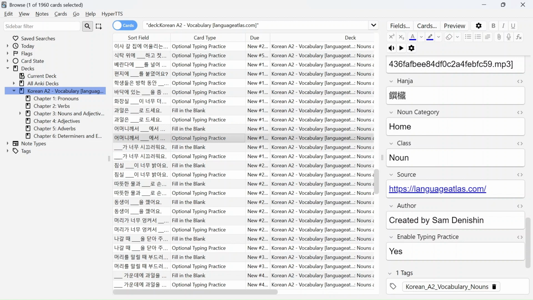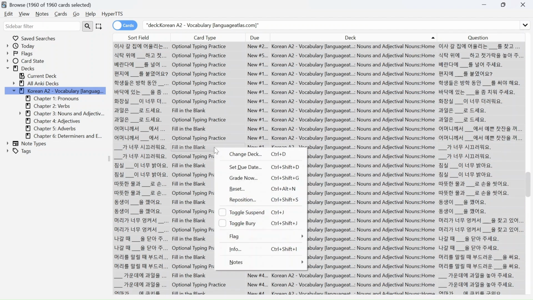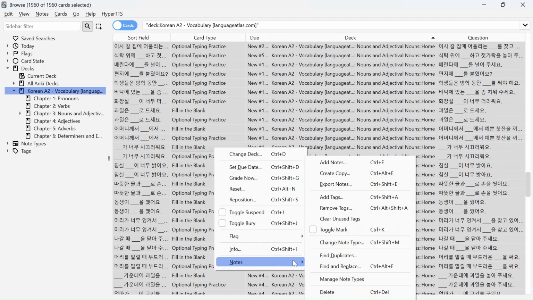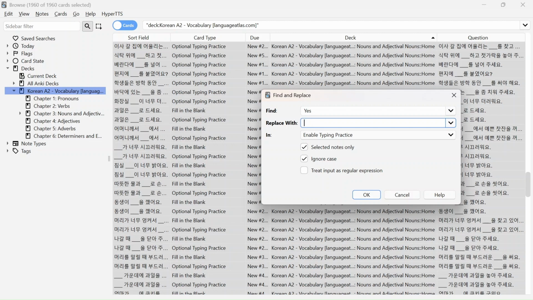Now, you have to get rid of all the yeses, but doing this one by one will take a very long time. So again, let's do it in a faster way. Click on any of the cards, it doesn't matter which one. Control A or Command A. Right mouse click. Notes. And we will go to Find and Replace. You want to find the word yes, and you want to replace it with an empty area. And where do we want to do this?